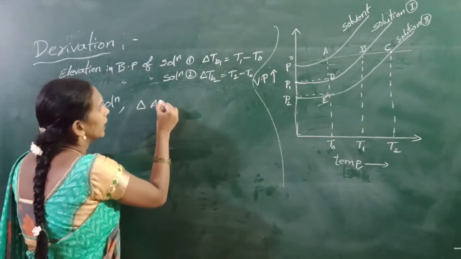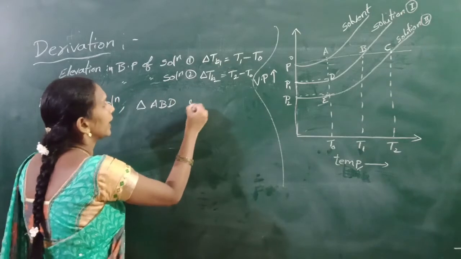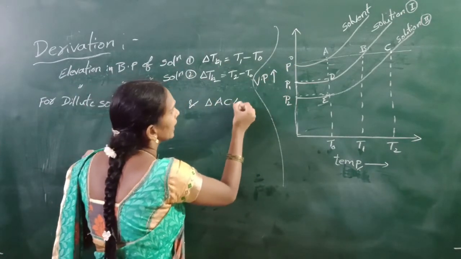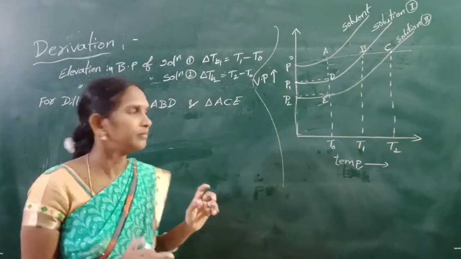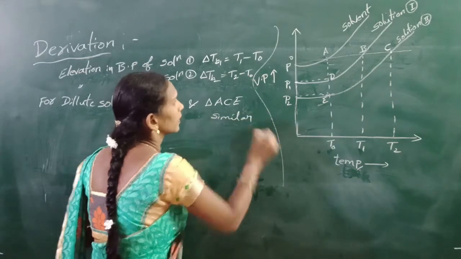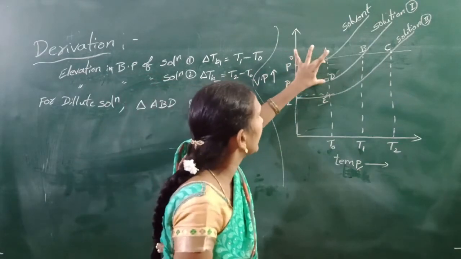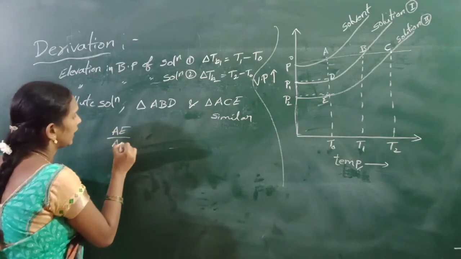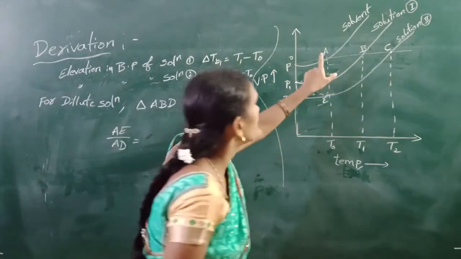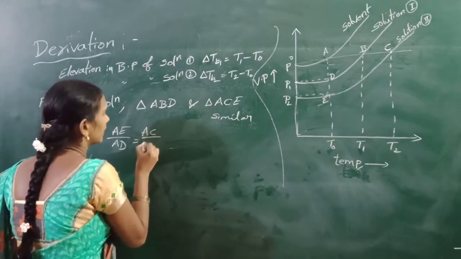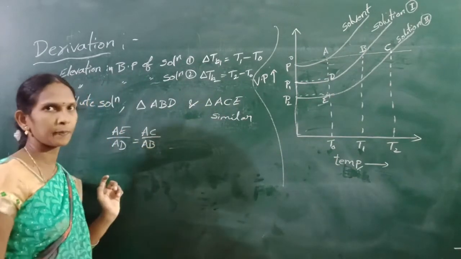Delta ABD and delta ACE are similar. That means AE by AD is equal to AC by AB.